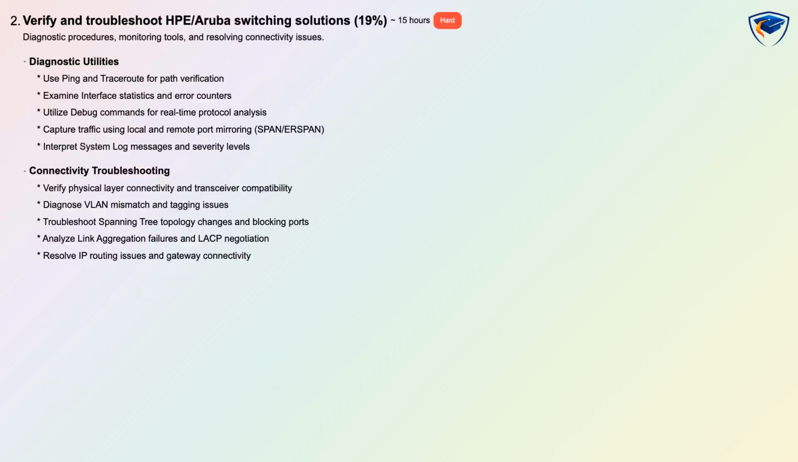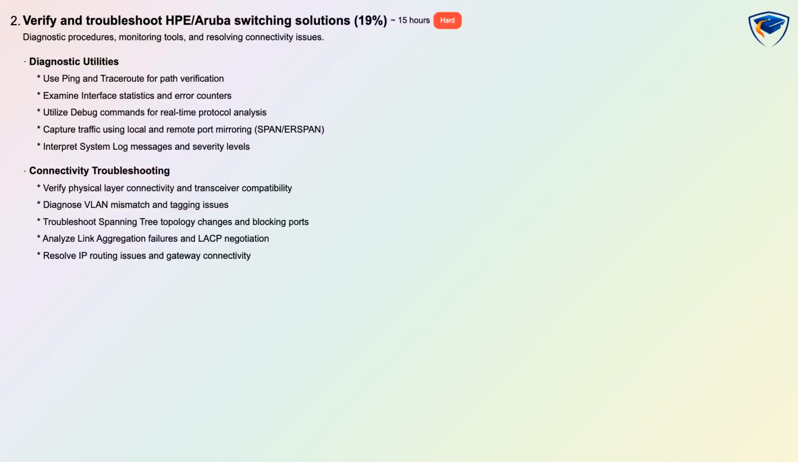Verify and troubleshoot HPE Aruba switching solutions accounts for 19% of the exam, is rated hard, and suggests about 15 hours of focused practice. This domain trains you to use diagnostic utilities like ping and traceroute for path verification, examine interface statistics and error counters, run debug commands for real-time protocol analysis, and capture traffic using SPAN or ERSPAN. You will also interpret system log messages and severity levels to prioritize fixes.